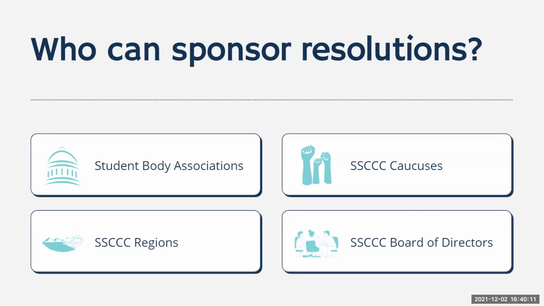So who can sponsor resolutions? Only 4 bodies can sponsor SSCCC resolutions. Those are student body associations within our California Community College system, SSCCC caucuses, SSCCC regions, regional delegate assemblies, and the SSCCC board of directors. So these are all deliberative bodies who are composed of many people who vote, who represent a certain interest, right? A student body association at a certain community college represents the students of that community college, and it's the same thing for caucuses. They're people who represent a specific idea and feel strongly around a specific idea or interest or issue. Regions are composed of people from throughout a specific SSCCC region who represent the various colleges within those regions, and the board of directors is the statewide governing body of the SSCCC. So these are people who can sponsor resolutions, and we'll get into how they sponsor resolutions next.